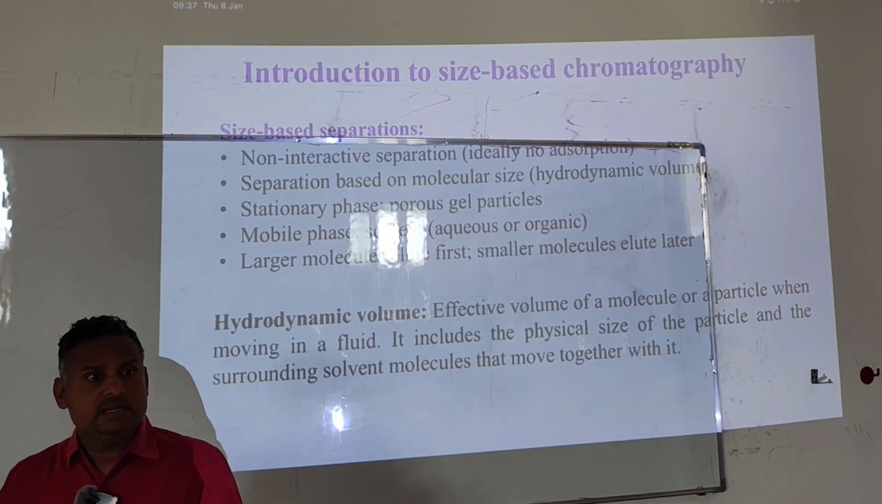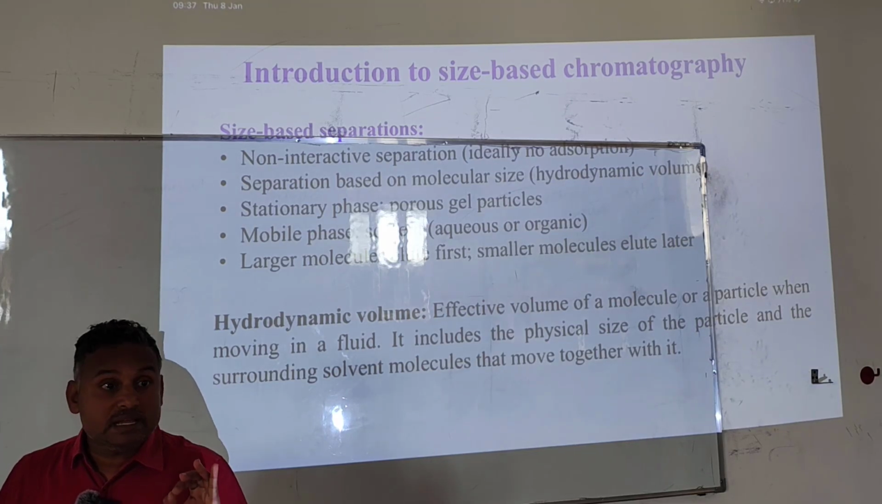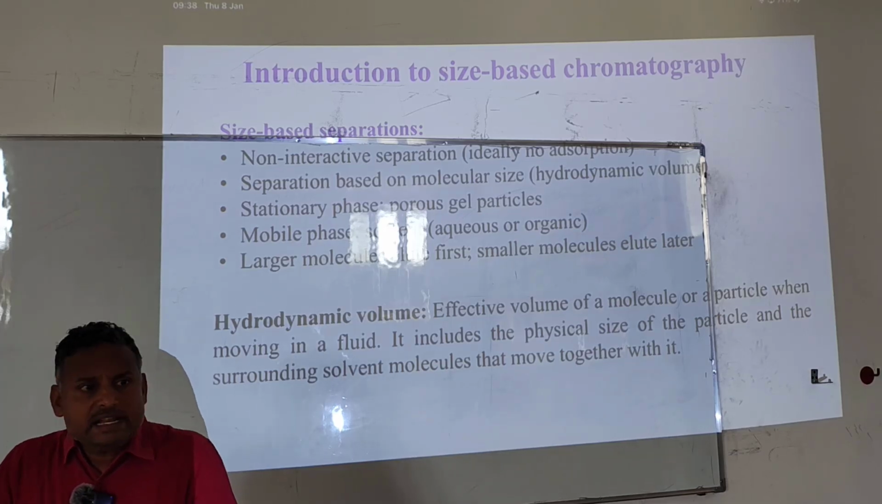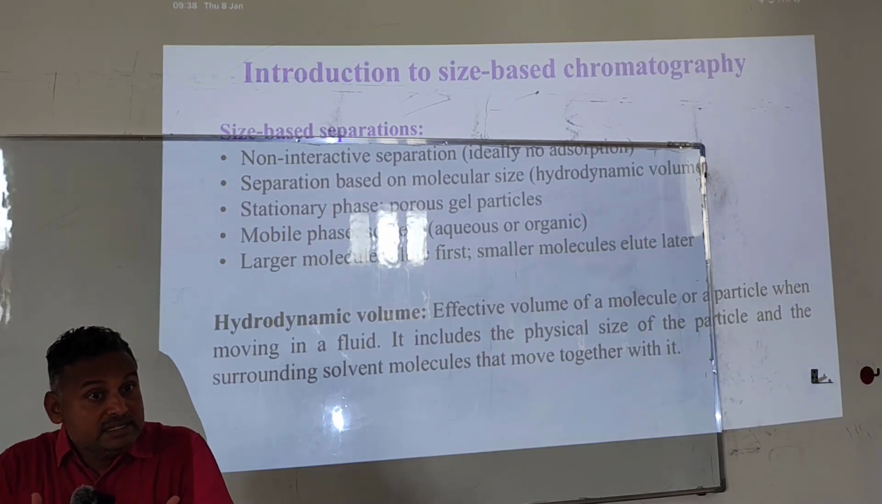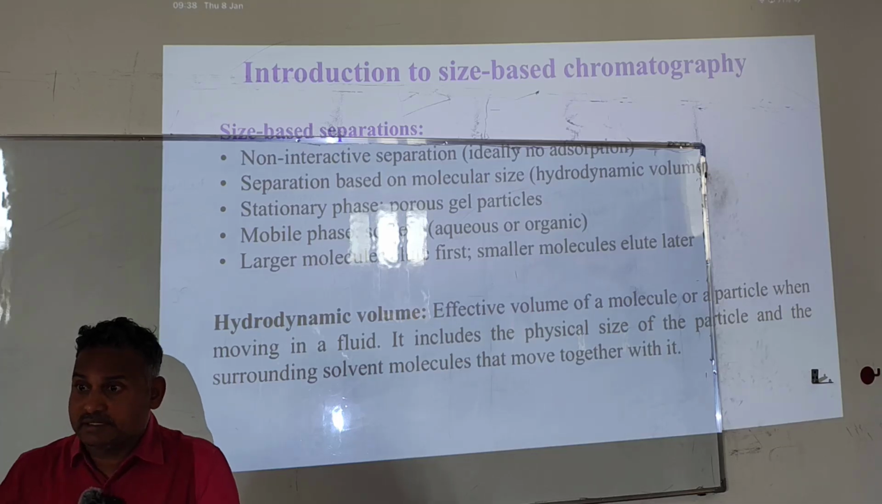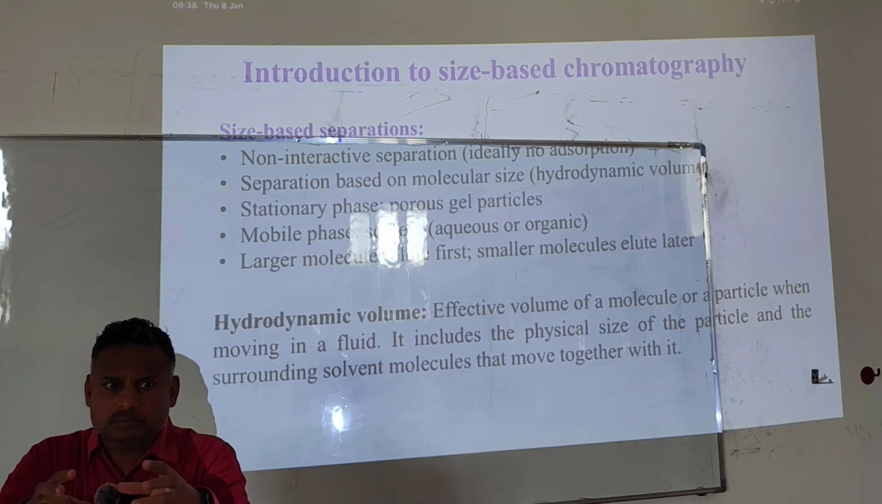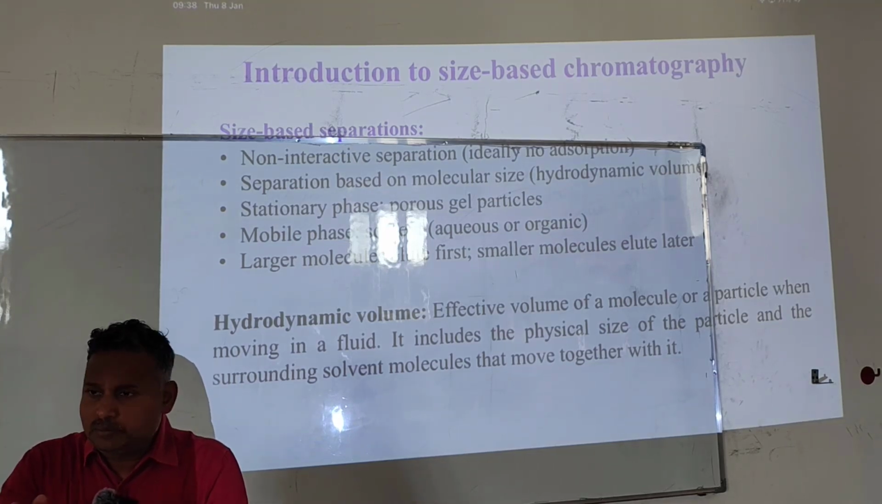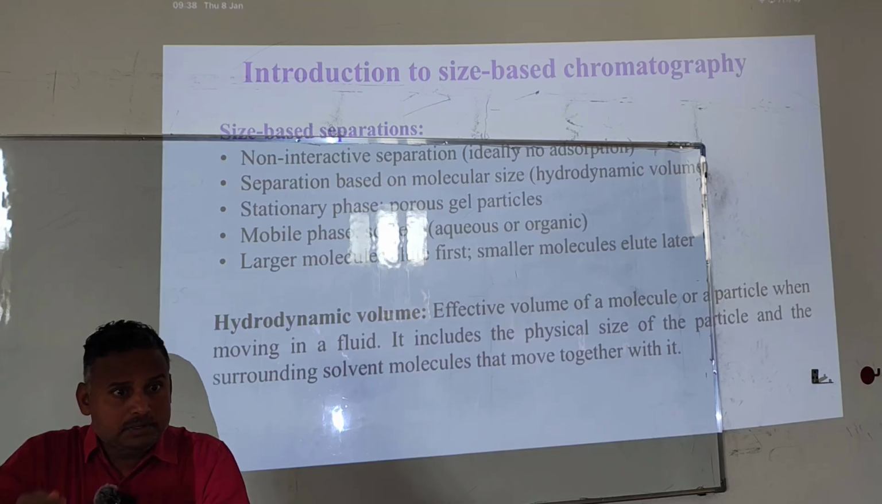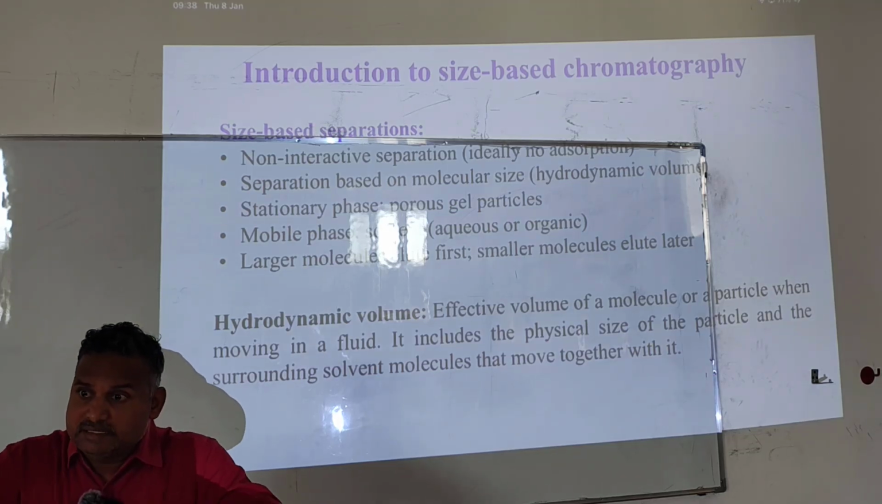Here mainly the separation depends only on the size. It is like molecular sieving. I think you have an idea about a siever, which we use at home for sieving. For example, if you have some flour, gram flour or organic flour, and you see any impurities, you use a siever. You keep the material and shake it like this.